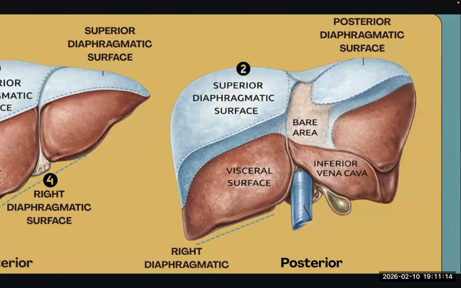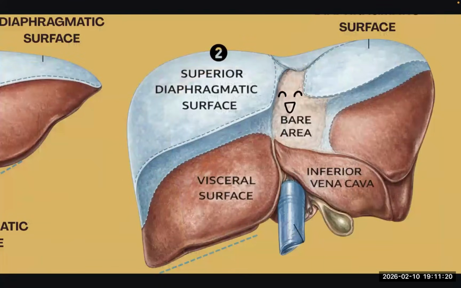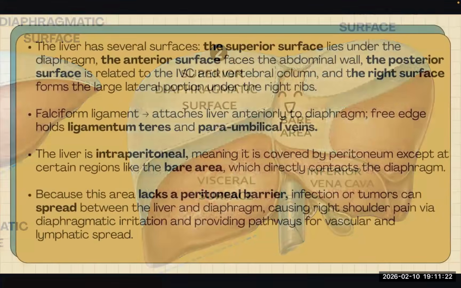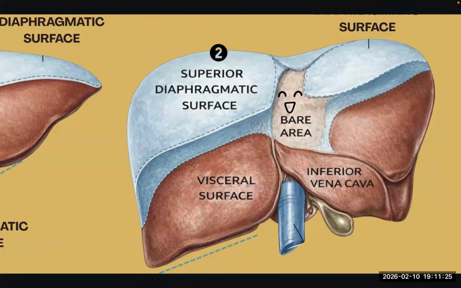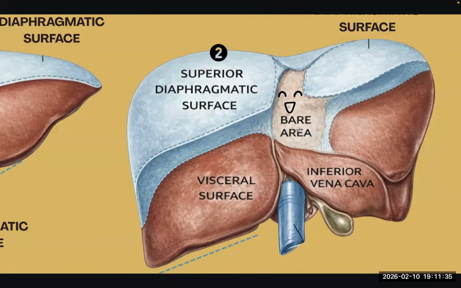I feel like this is a bit more obvious here. Well, if you thought of the bare area, then you're right. Let's talk about it. As we know, the liver is an intraperitoneal organ, which means that it's covered by peritoneum except for certain regions. Like over here, we can see the bare area. This bare area allows the attachment of the liver to the diaphragm. And the fact that it lacks a peritoneal barrier means that the spread of infections is not localized to the liver anymore. The spread of infections is going to go directly to the diaphragm.